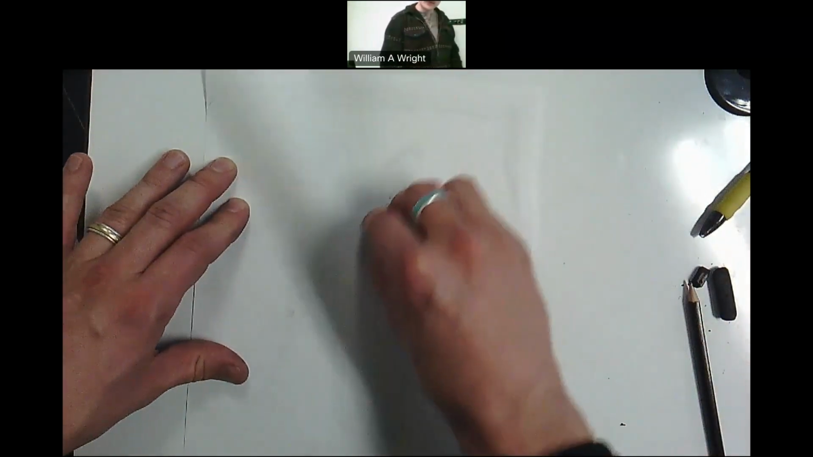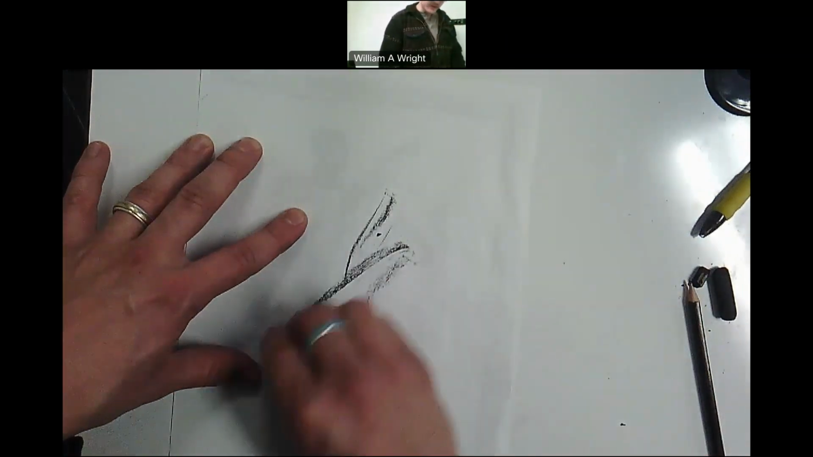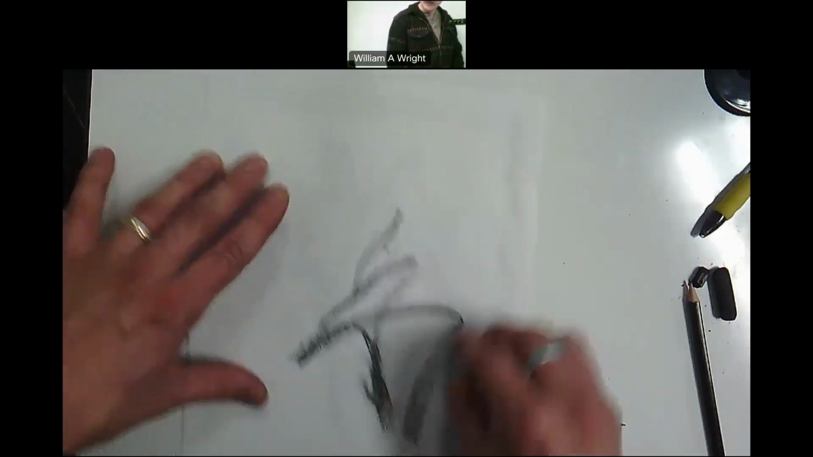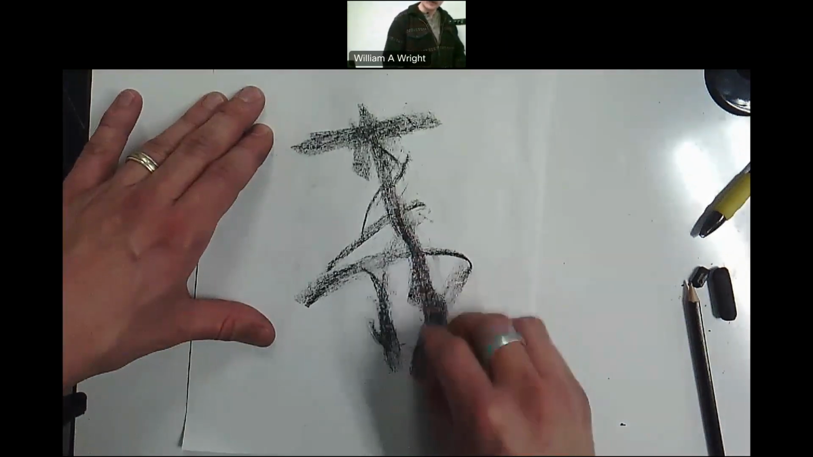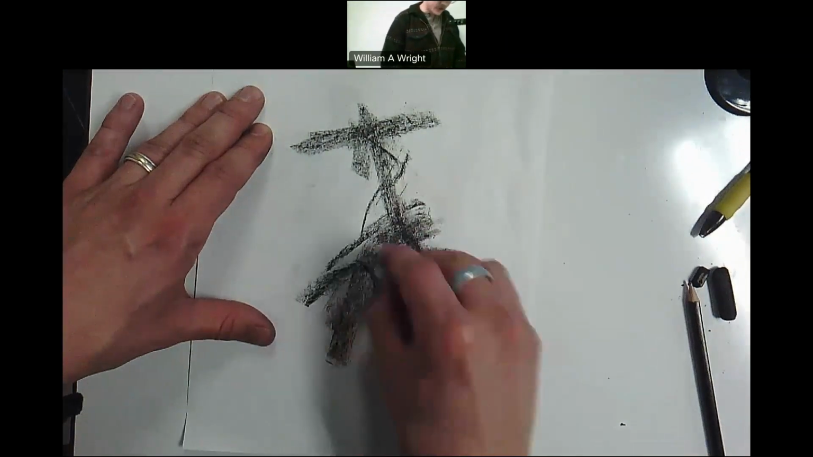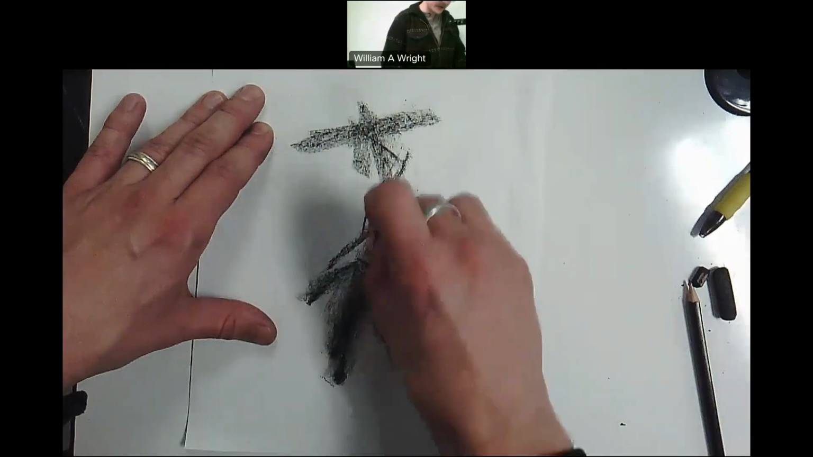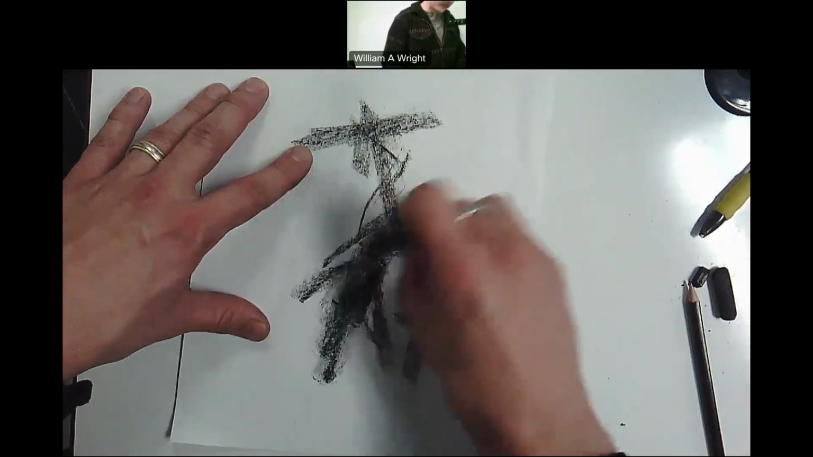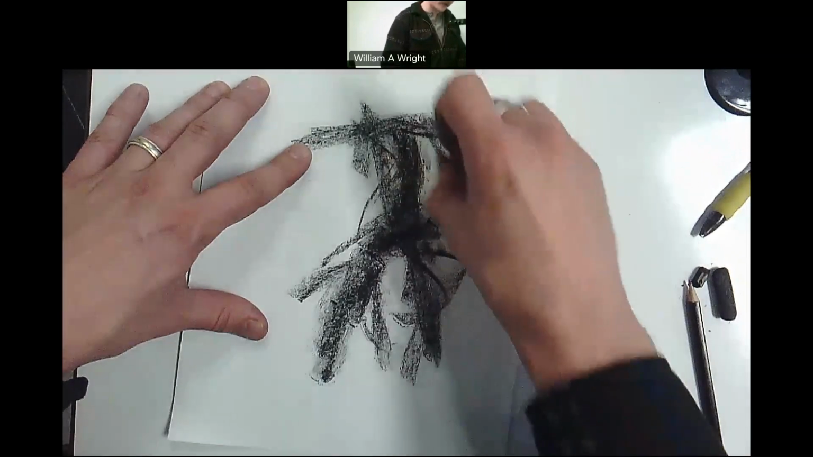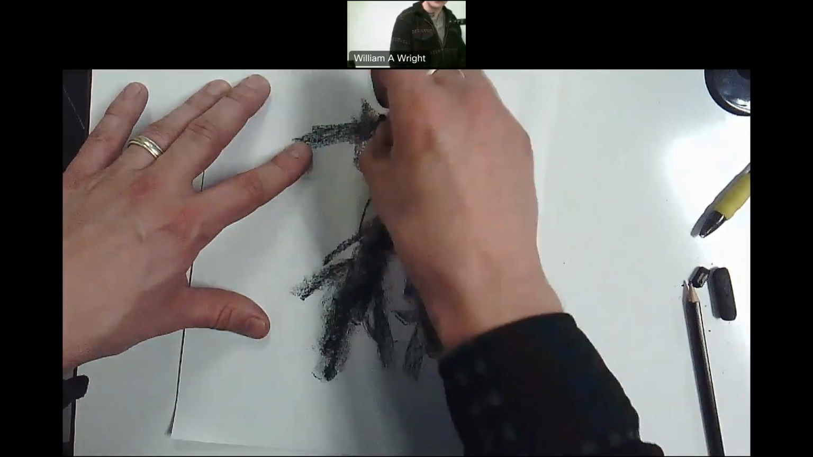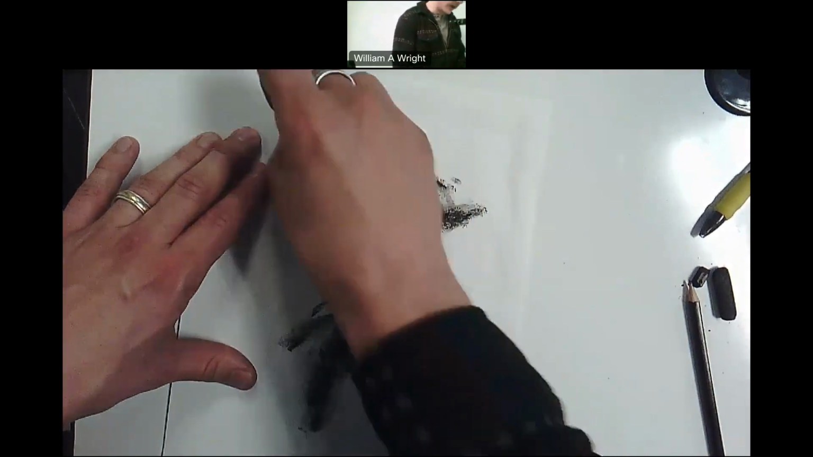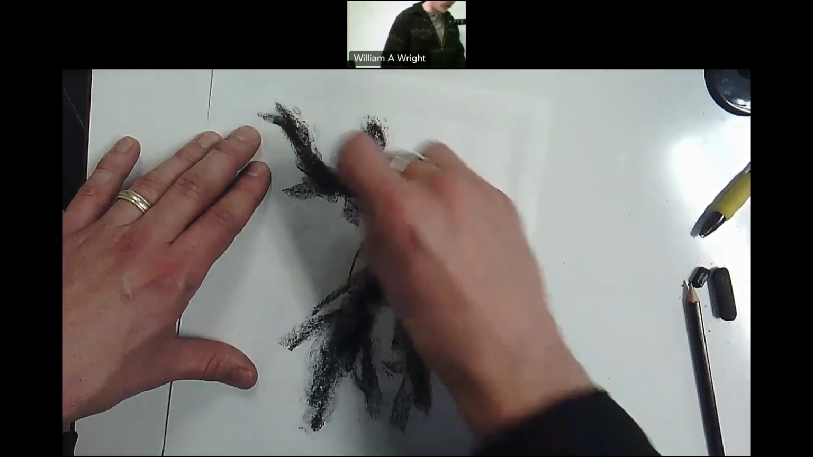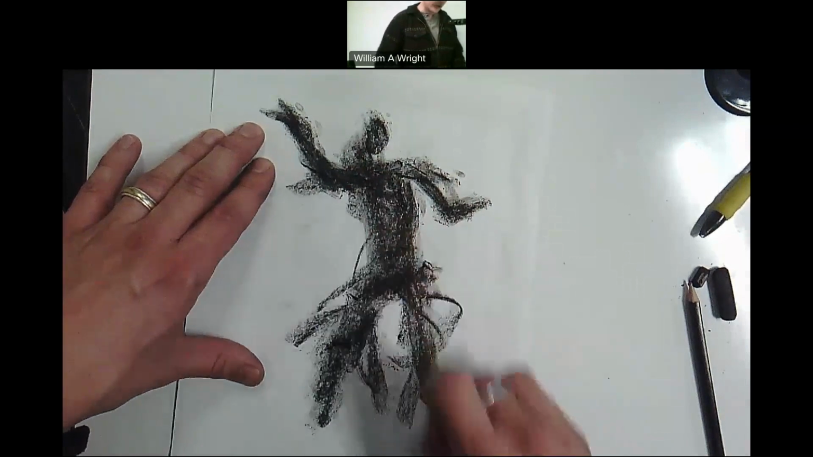But the key with a mass gesture is I want you to use the side of your charcoal and draw lines. I'm going to draw this basketball player again. Draw lines that are actually shapes. They are not just lines anymore, right? It's the side of your charcoal, and it's going to give you this fullness in your mark, right?